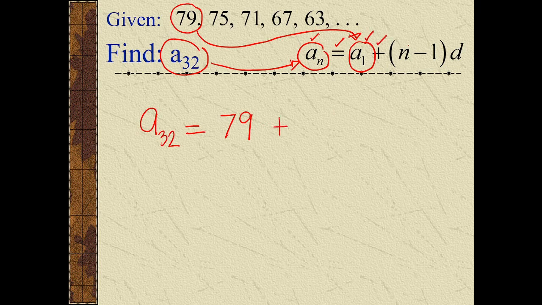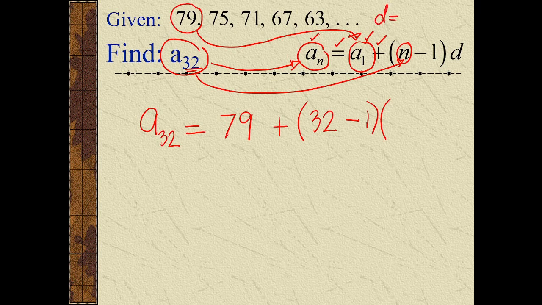What is n here? What is the value of n? Very good. It's 32. The value of n is 32 minus 1 times the common difference. Now, you have noticed that our sequence is decreasing, so expect that your common difference is a negative number. So the common difference is negative 4. That's totally right. Negative 4.